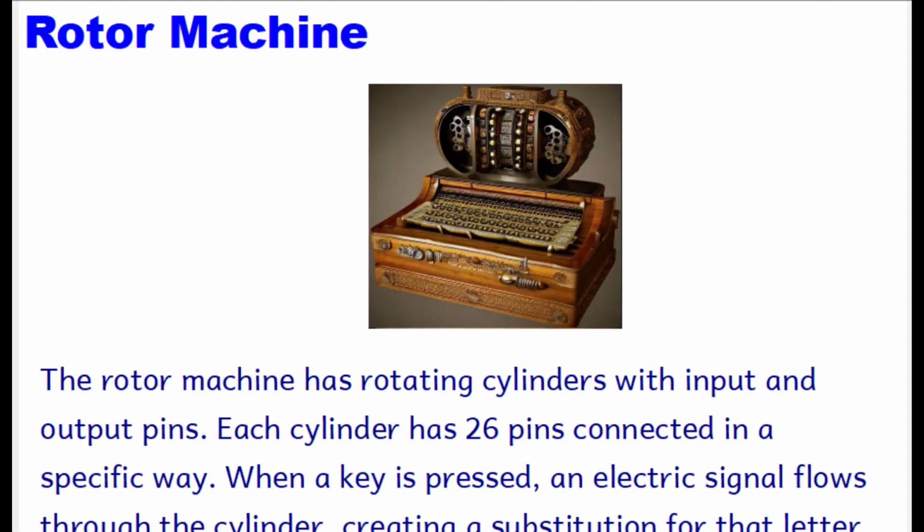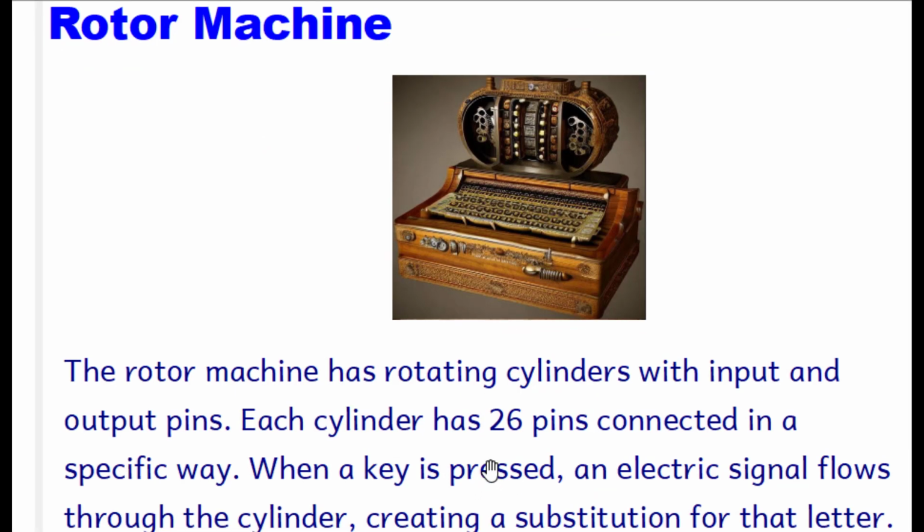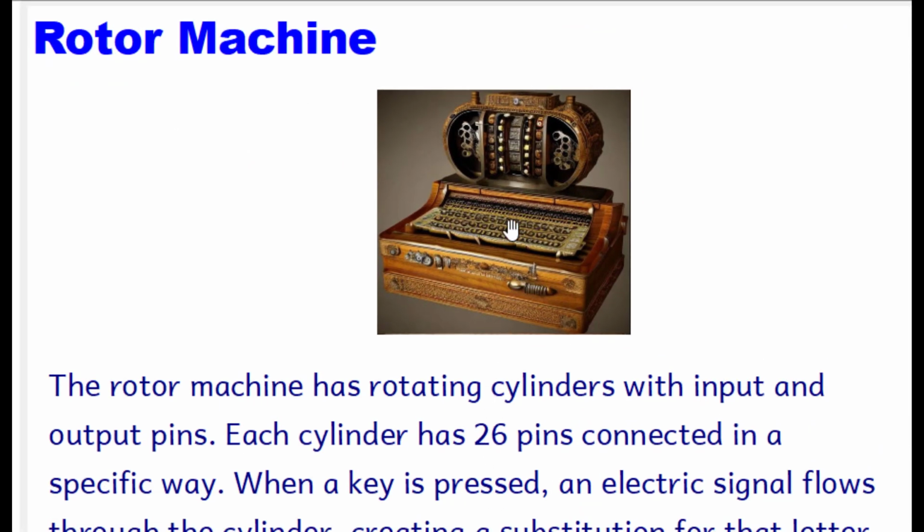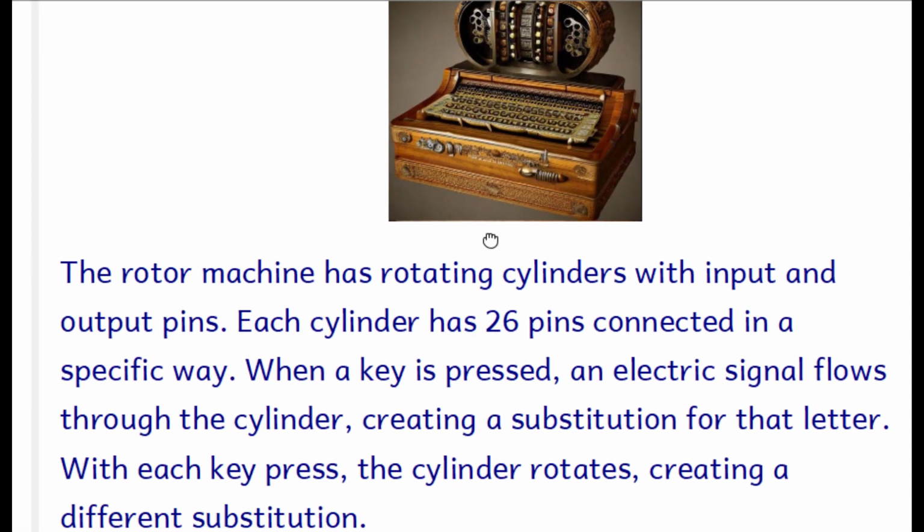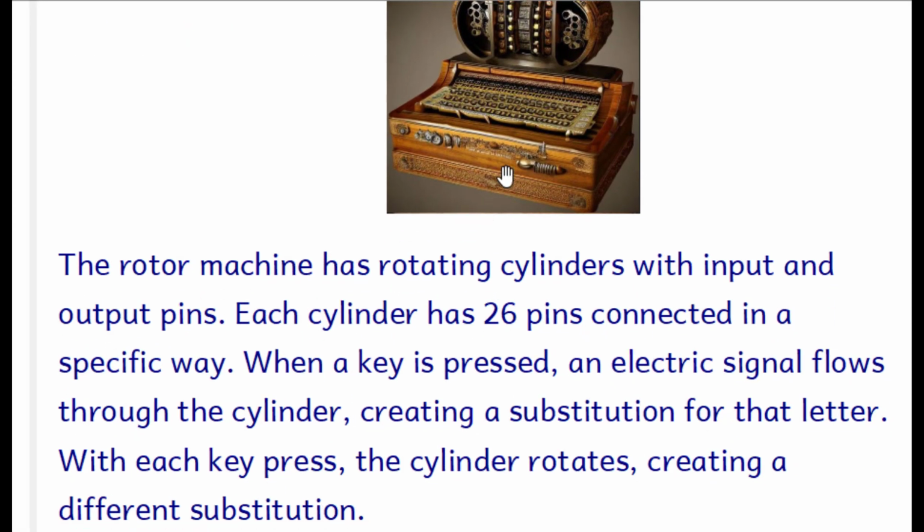Now next is the rotor machine. First of all, let us see the description of this. This is a short diagram of an Enigma machine, which was used by the German forces. It was based on rotor machines. The Enigma machine was more complex compared to this rotor machine. Let us understand what the rotor machine is and how we can do encryption using it.